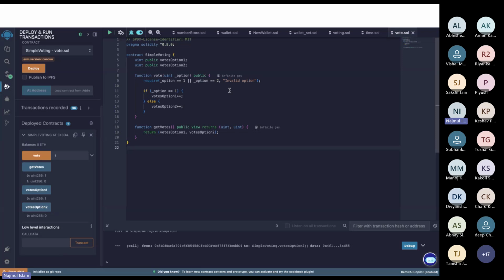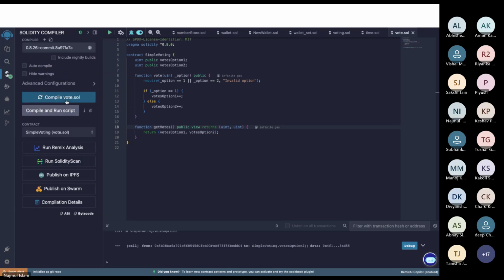Can you see the screen? Yes, sir. So very simple, as you can see. Vote for option one, option two, two variables. If there is something else other than one or two, then that's an invalid option, and you print invalid option. If option one is chosen, then vote for option one increases. Otherwise, vote for option two increases. And the next function is this getVotes function, which returns the number of votes. So very simple algorithm, very simple smart contract.